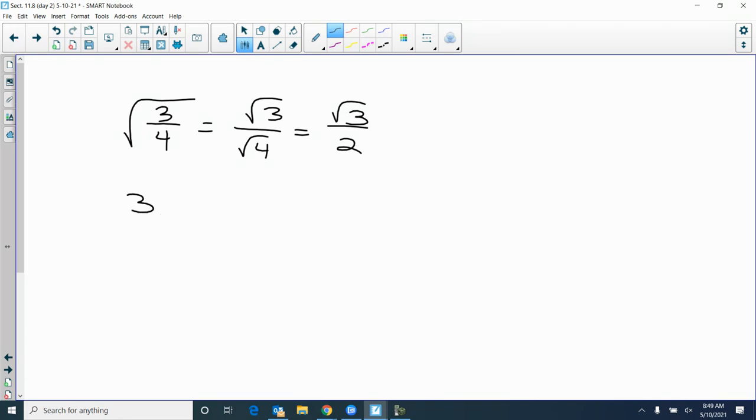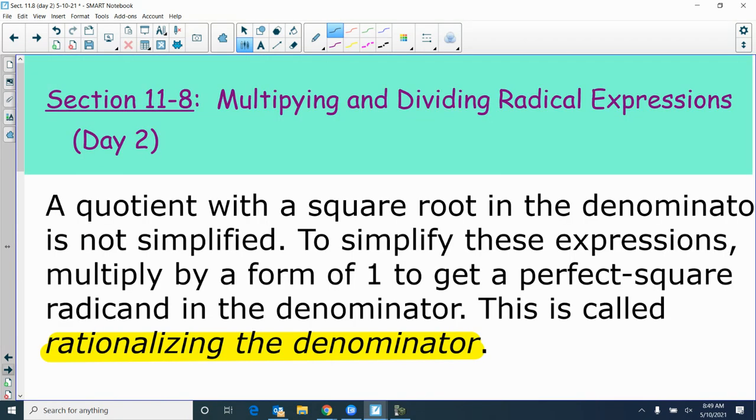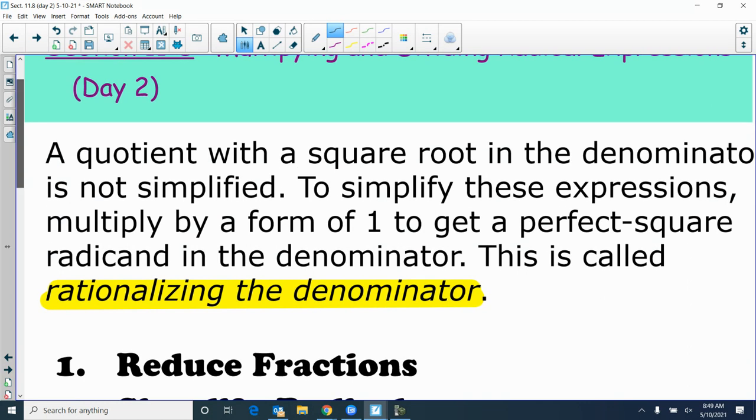And you're also not allowed to have a radical in the denominator. I'll explain how we get rid of that in a second. A quotient with a square root in the denominator is not simplified. That would be that case there, 3 over square root of 2. You can't give me that as an answer. We need to get rid of that radical. That's what we're going over today.